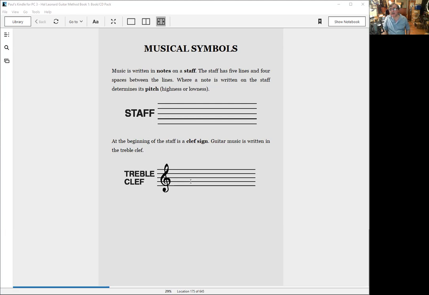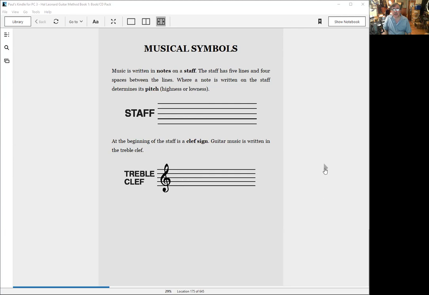Now, the music alphabet goes from A to G and then back to A. It's just a constant cycle. So if the note G falls on this line, you'll see that the note A would be in the next space above that, and then B on the next line, and C in the next space. And the same going backwards. If this is G, F would be in this space, E would be on that line.